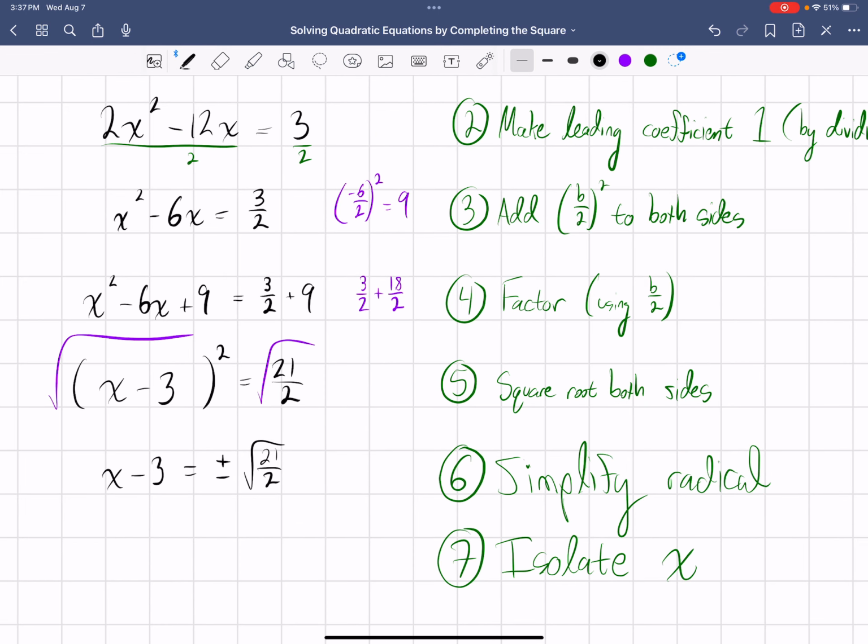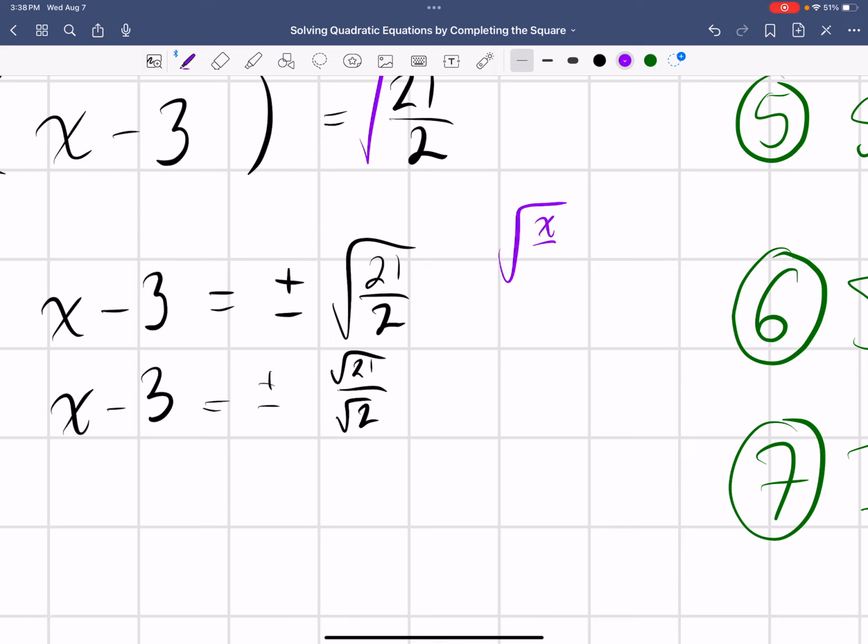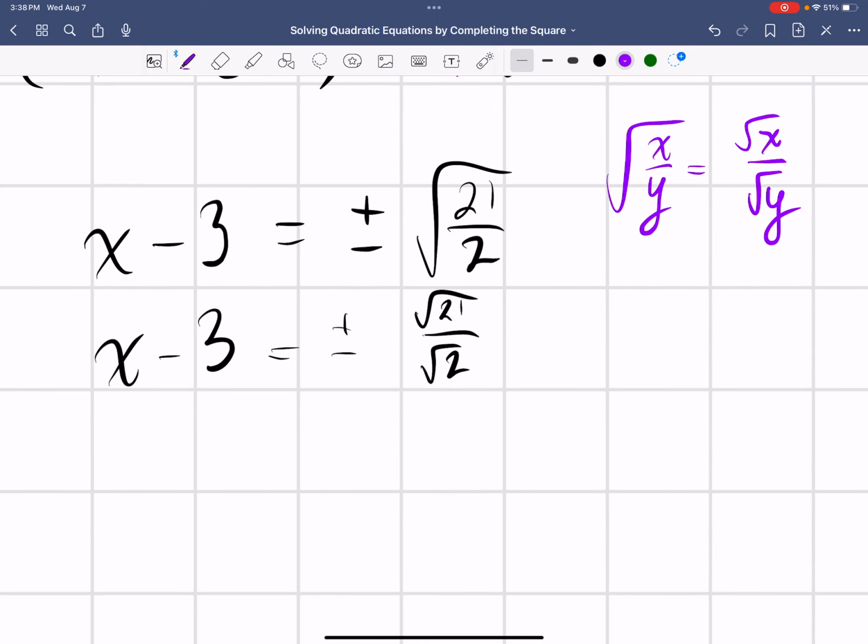Now, the next step I put here, this is kind of some bookkeeping. We need to simplify the radical that we get on the right side. It may be that it's a perfect square, and you don't have to do that, but here we get this radical and there's a fraction inside of it, so let's simplify that. First thing we'll do is we'll rewrite this as root 21 over root 2. That's always true. The square root of x over y is the same thing as root x over root y, so we can do that. And then we'll rationalize the denominator here by multiplying the top and the bottom of this fraction by root 2.